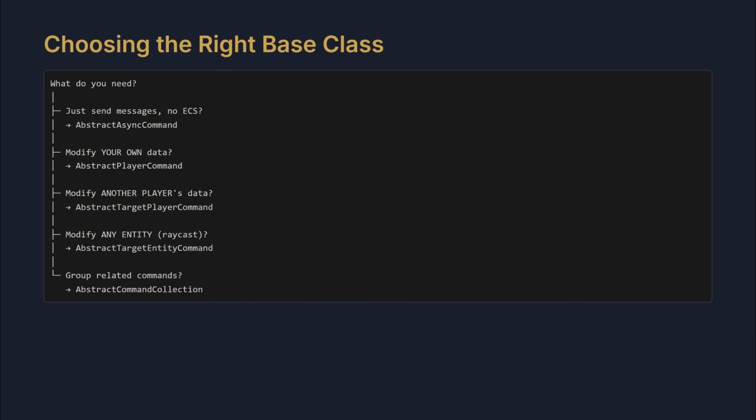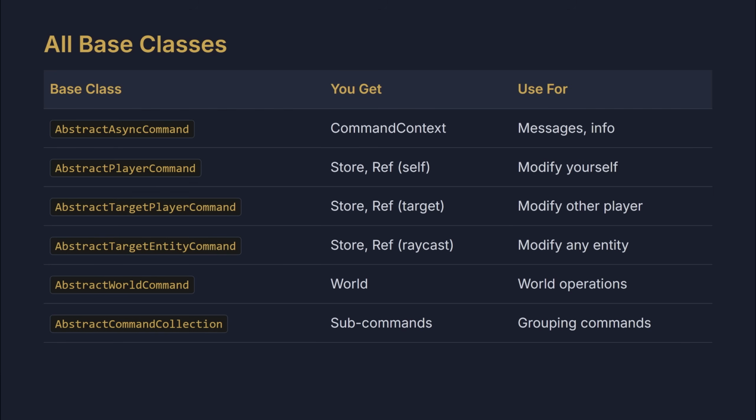So if you just need to send messages and need no entity component system, use the abstract async command. If you need to modify your own data, use the abstract player command. If you need to modify another player's data, use abstract target player command. If you need to modify any entity, for example, over a Raycast, use abstract target entity command. And if you want to group related commands, use abstract command collection. And those are all base classes I could find. There is one more called abstract world command, which seems to be very important for world operations, or just should make your life a little bit easier.